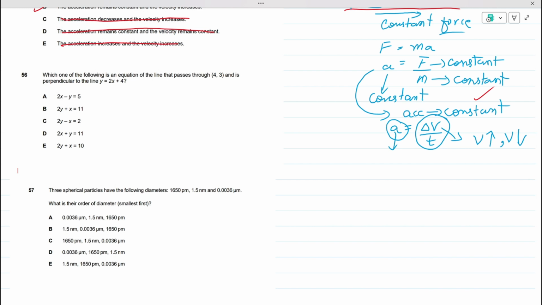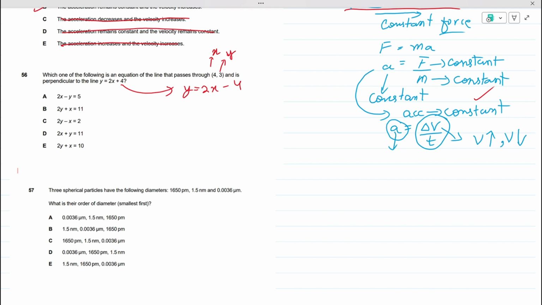Which one of the following is an equation of the line that passes through the coordinate point (4,3), which means the value of x is 4 and the value of y is 3, and is perpendicular to this line. Okay, so basically this line is given to us, y equals 2x plus 4, right?